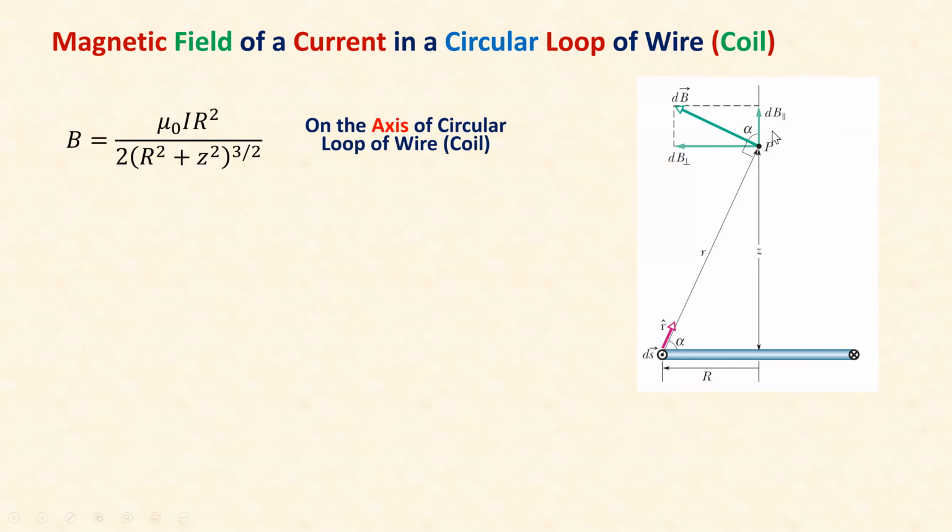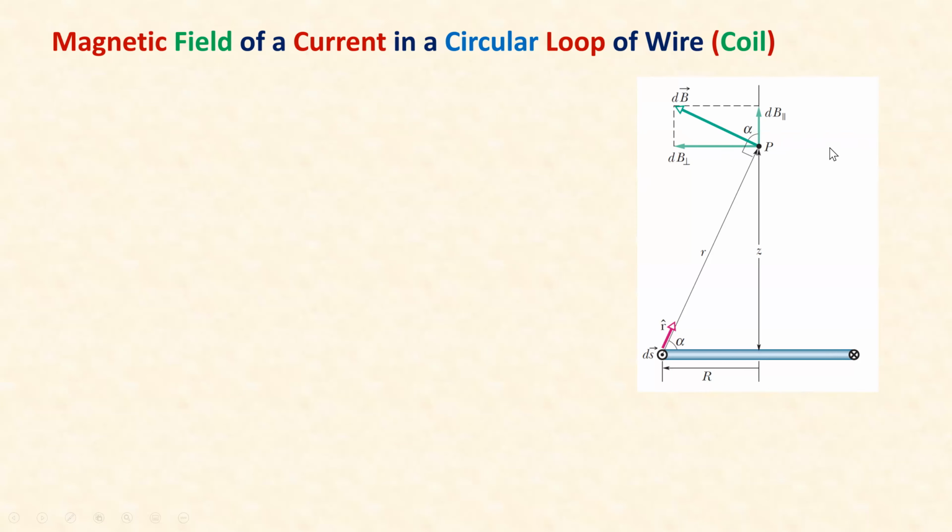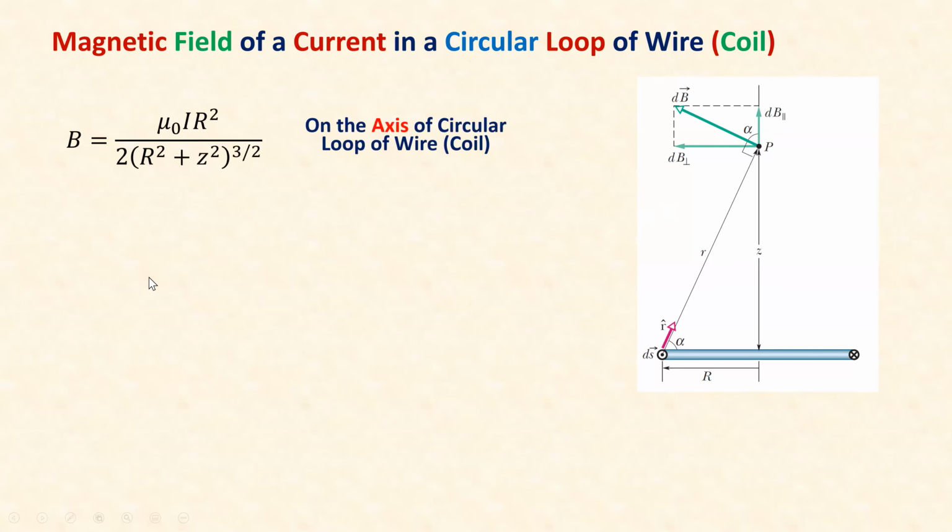So you see that the X component, perpendicular to this axis, the components perpendicular to the axis cancel each other, and parallel components add up. And if you do the integral, it is easy to show that the magnetic field is mu naught I r squared divided by 2 times (r squared plus z squared) to the power 3/2. This is the magnetic field on the axis of a circular loop of wire or coil.